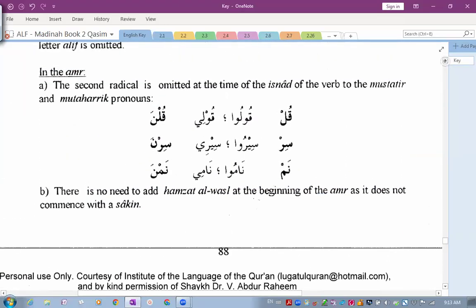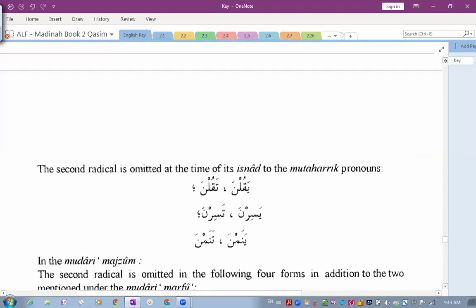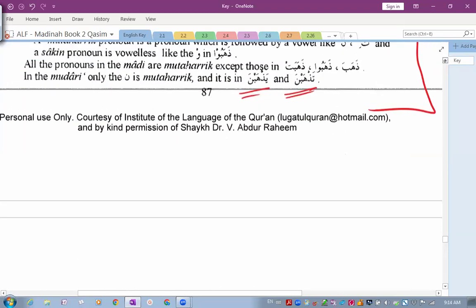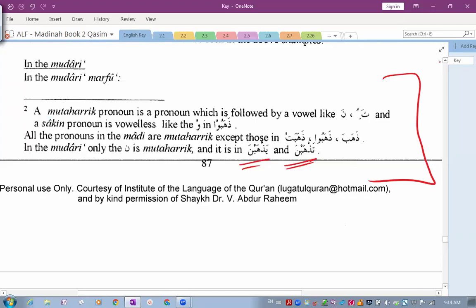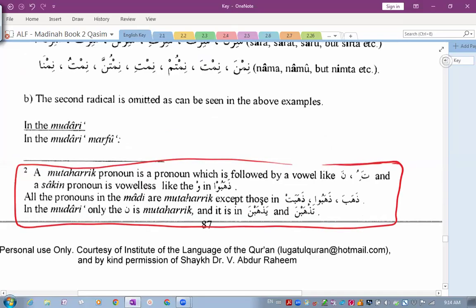Footnote number 2. Just wanted to show you that. We spoke about it last time as well. This is a footnote about mutaharrik pronouns. All you have to know is that from hunna onwards are mutaharrik pronouns, and the first 5 are known as sakin pronouns.